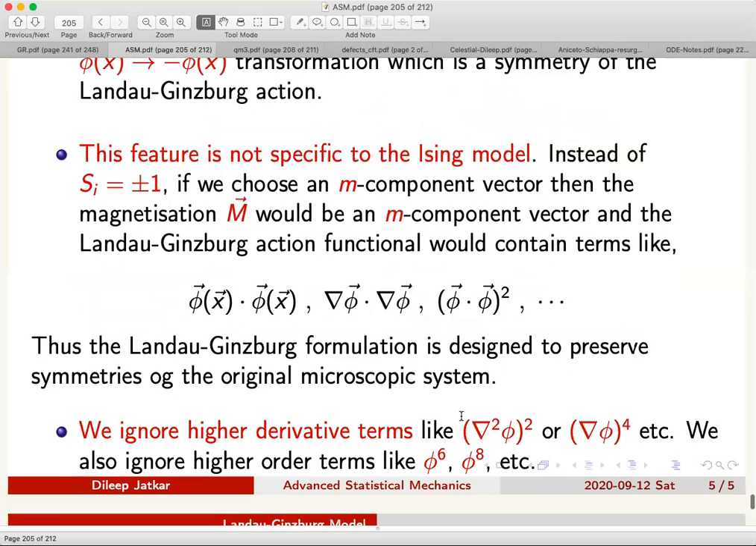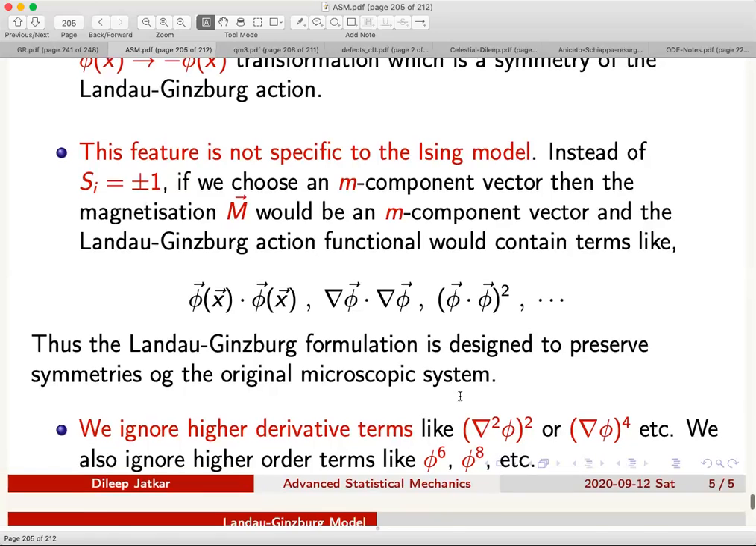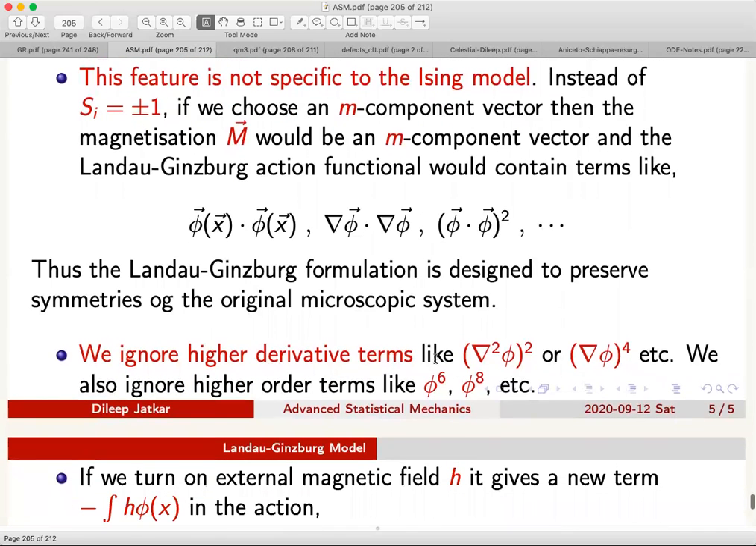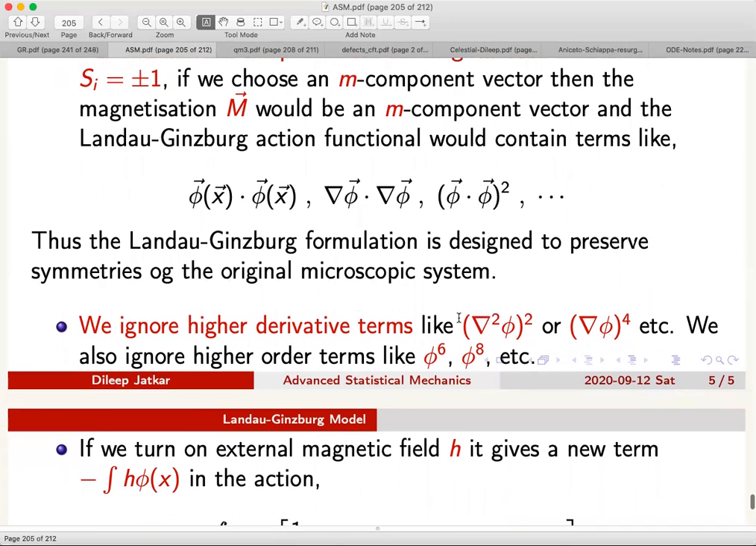Okay, so this of course is an important aspect of the Landau-Ginzburg formulation because of the Landau criterion that any model that you would write down has to preserve the symmetry property of the original model for which you are trying to give this description. So the entire setup is based on preserving symmetries. This is something we have already said, that we ignore higher derivative terms like grad squared phi whole squared or grad phi to the fourth, and similarly higher power terms. And as we will see at some later point, most of these are irrelevant pieces.